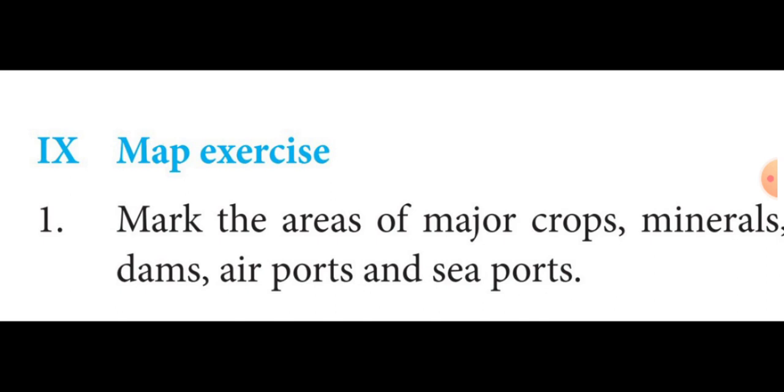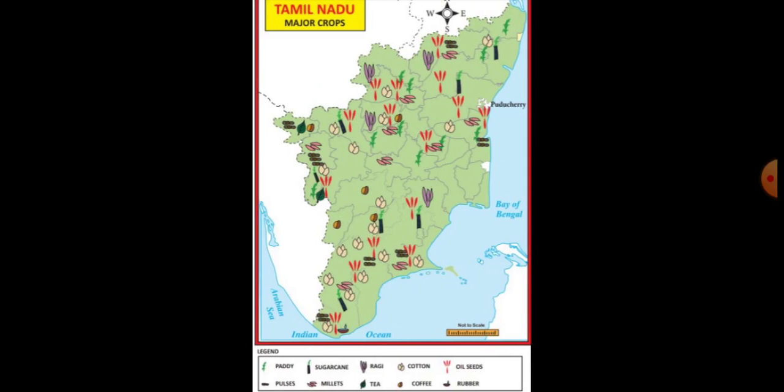Now, I taught the major crops, so we will take the first question: mark the areas of major crops. Turn to the map page, page number 222. All the crops are given there in different colors on the map. See the book and mark it, otherwise refer to the guide and mark. Mark all these maps and keep them in a file.